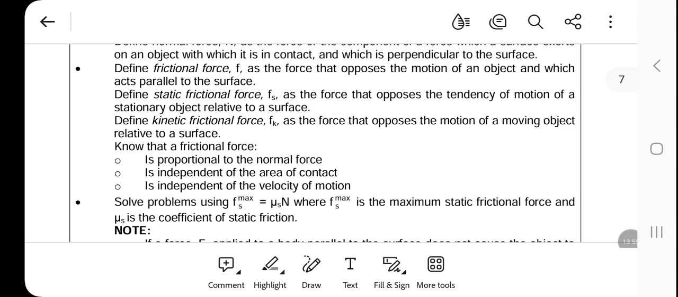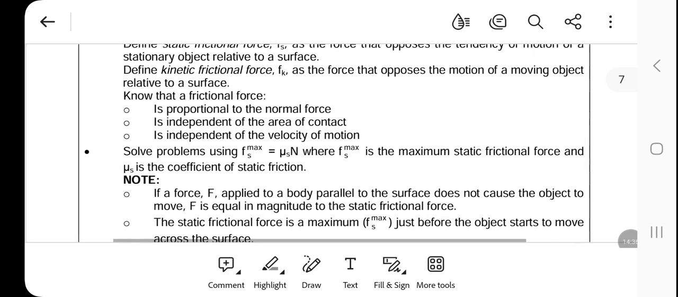Now let's read the definition. Kinetic frictional force, the symbol, guys, is a small letter f with a subscript k. You must know this as the force that opposes the motion of a moving object relative to the surface, which means this frictional force only acts on the object when it is moving, when it is in motion. From the word kinetic, it is exerted when the object is moving. So it opposes the direction of the motion. It is that simple. Kinetic frictional force only acts on the moving object.